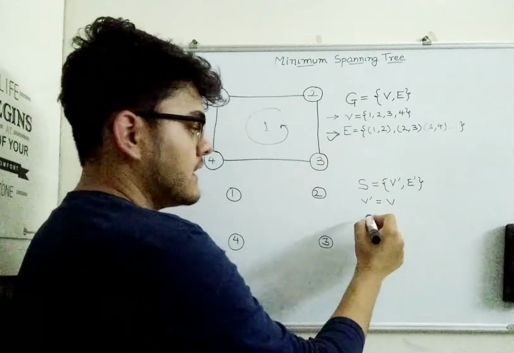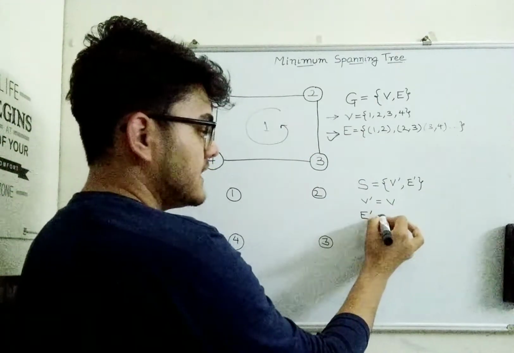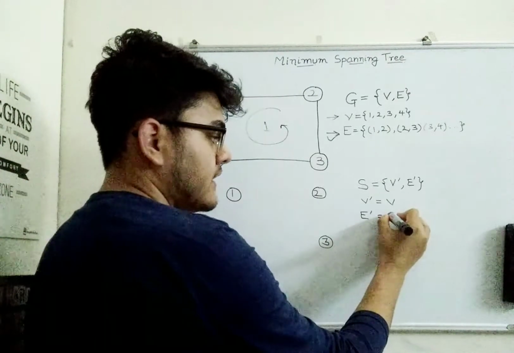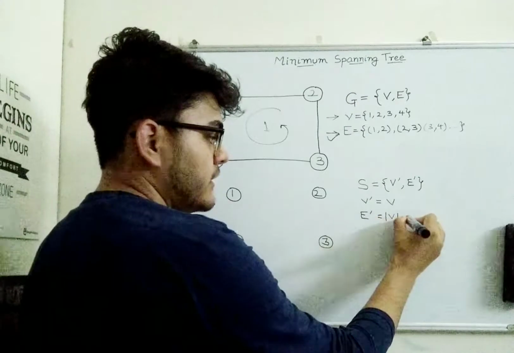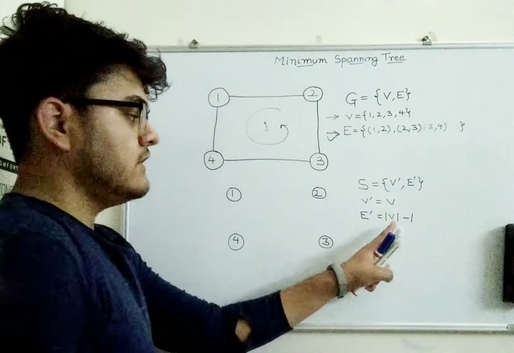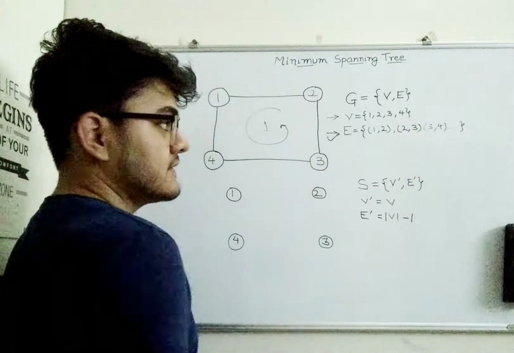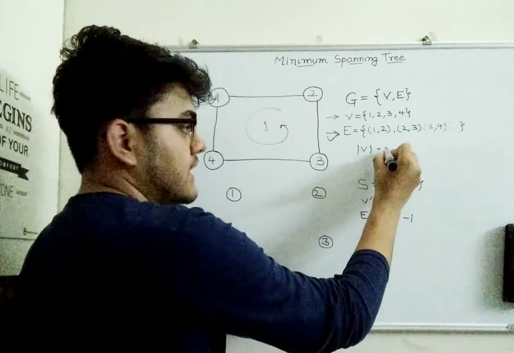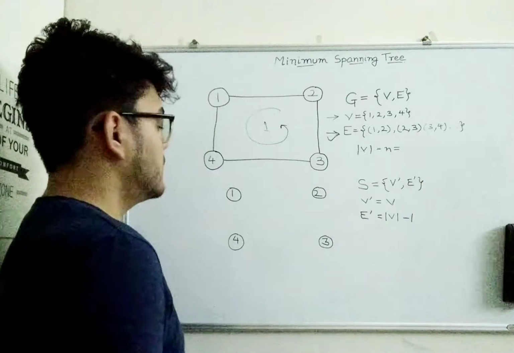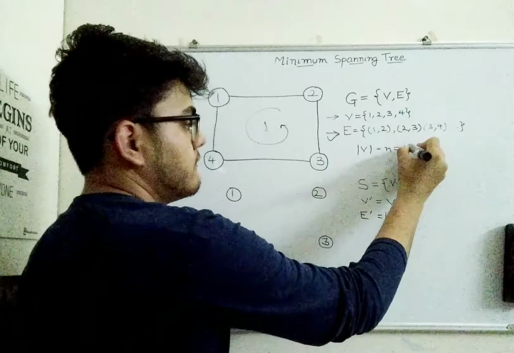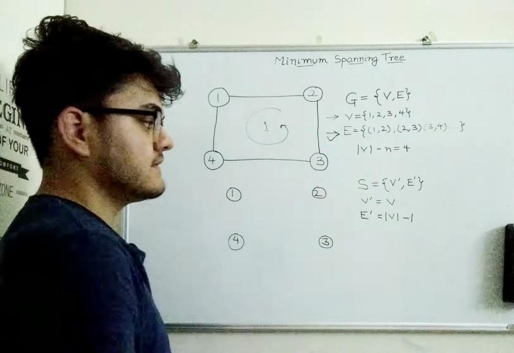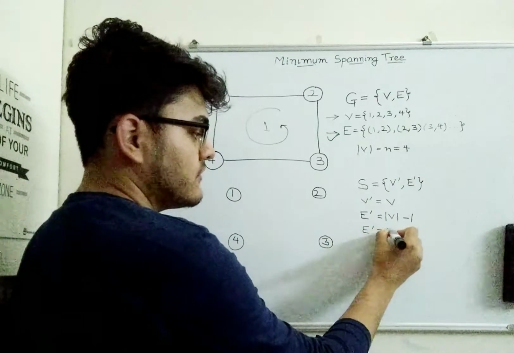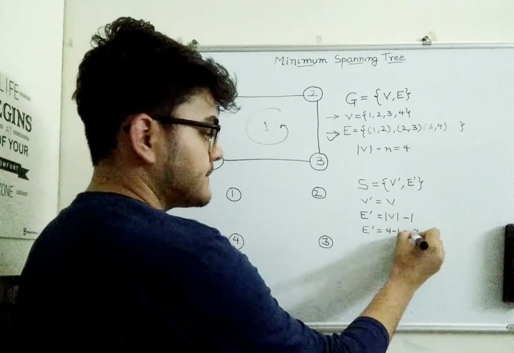In the edges, which is E', where E' represents the edges of the minimum spanning tree, I will write |V| - 1. |V| means the number of vertices. Now the number of vertices, or N, is equal to 4 here. So we have 4 vertices. So the number of edges in the minimum spanning tree should be 4 - 1, which is equal to 3.